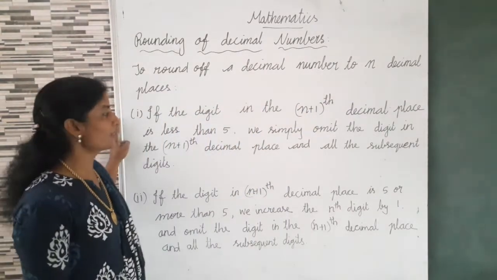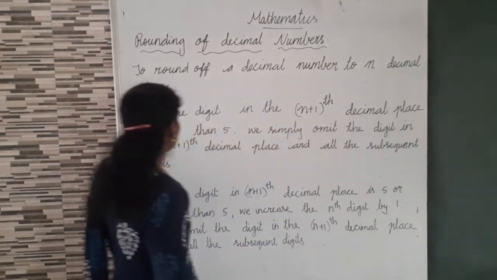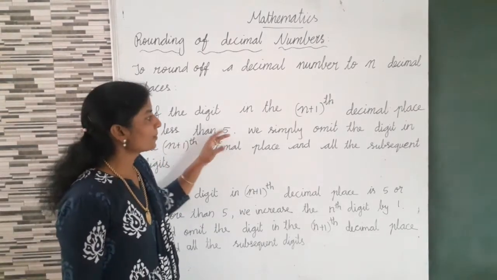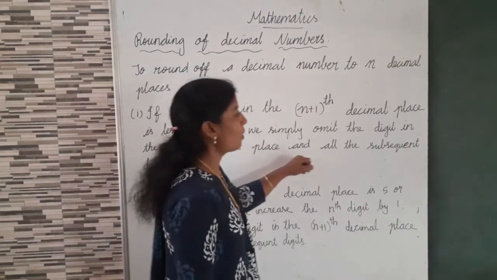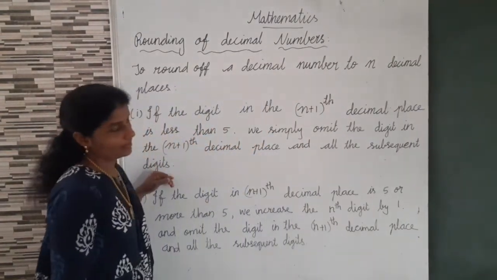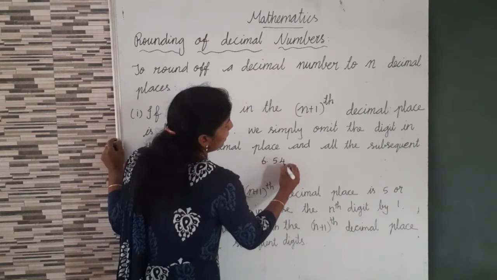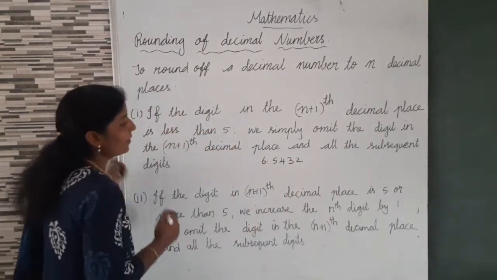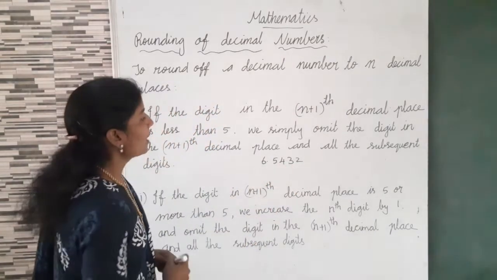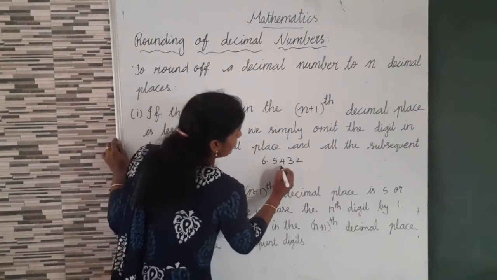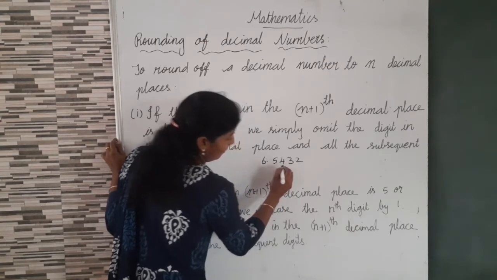We have 2 points. First one: if the digit in the n plus 1 decimal place is less than 5, we simply omit the digit in the n plus 1 decimal place and all the subsequent digits. For example, 6.5432. In the decimal part we have 5432, isn't it? Now we want to round. This is the 10th place, 100th place. Up to the 100th place is enough.